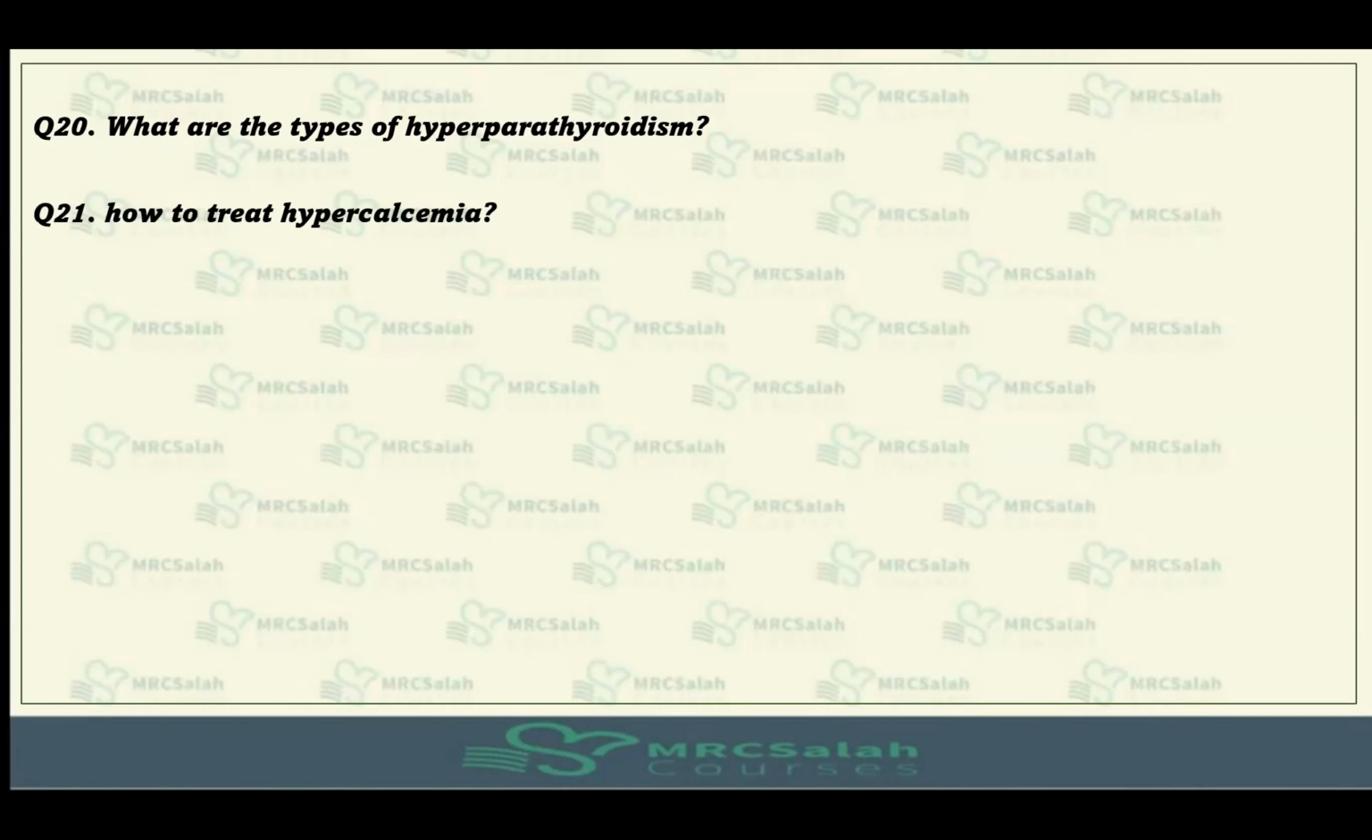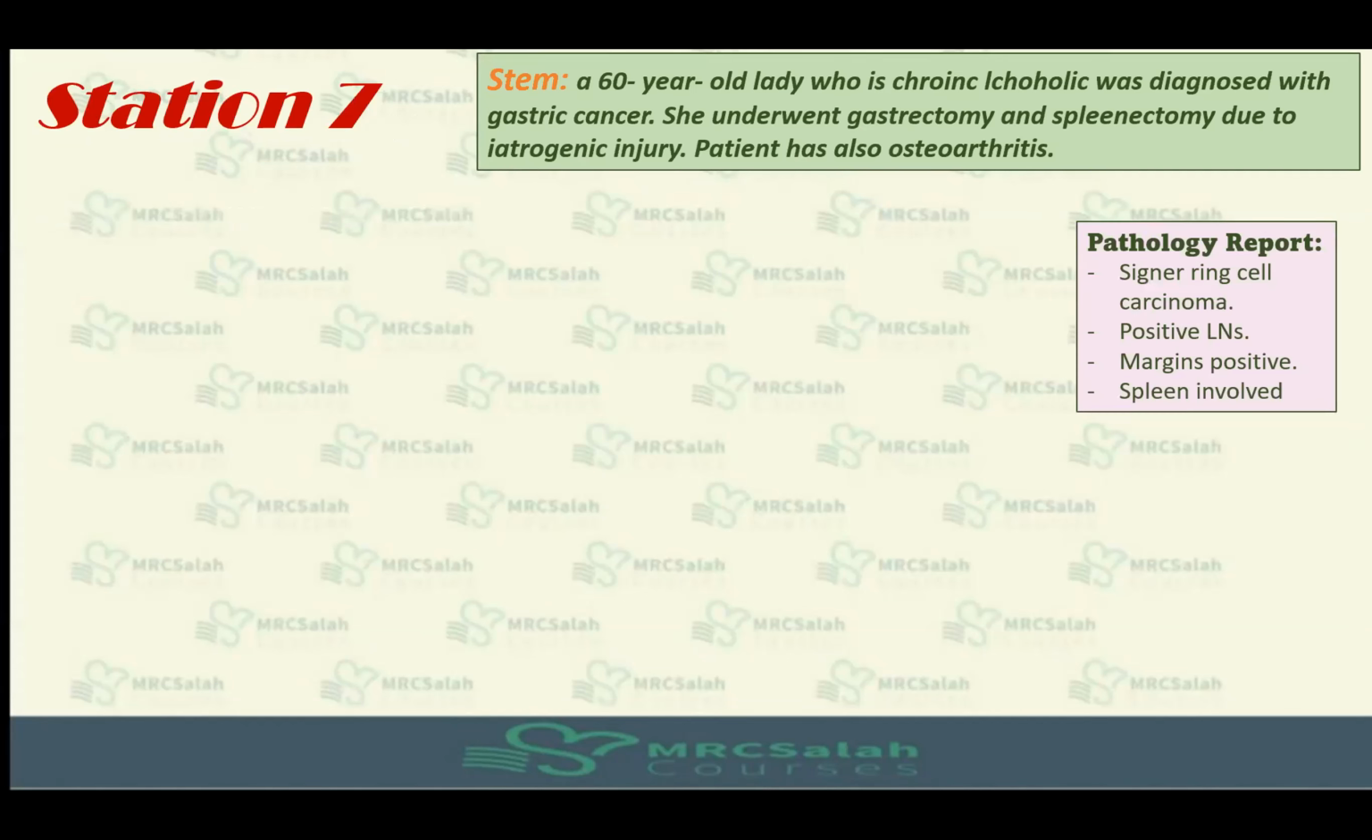How to treat hypercalcemia? I mean acutely, if the patient has acute hypercalcemia now, how to treat it? Yes. Hydration, enforced diuresis, bisphosphonate, and calcitonin. Okay, great. This was the end of our station, and I would like to thank you both. You did very, very well.